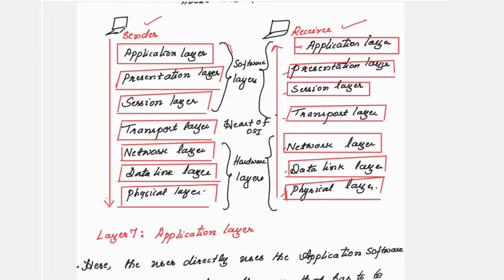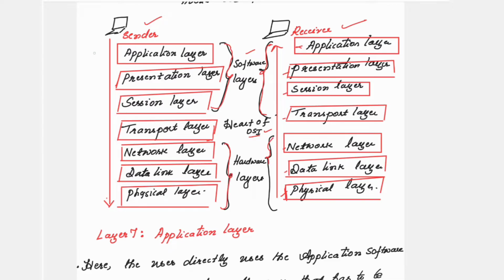Normally the first 3 layers, application, presentation, and session layer, we call the software layers, and the transport layer is the heart of the OSI model. The network layer, the data link layer, and the physical layer, these 3 layers are the hardware layers.